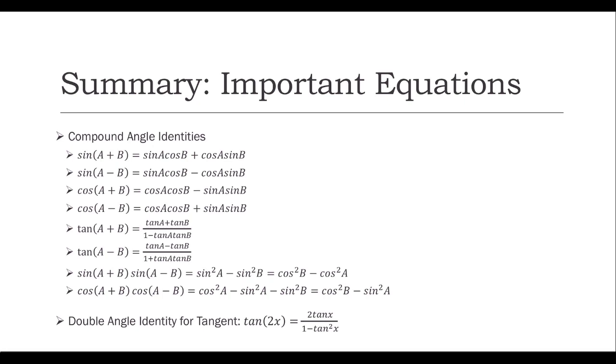So in summary, we have our compound angle identities, which are all of these equations here. And then with our sine A plus B times sine A minus B and cosine A plus B times cosine A minus B. And then we also have another double angle identity, which we've learned, which is for tangent, where tangent of 2x equals 2 tangent of x over 1 minus tangent squared of x.